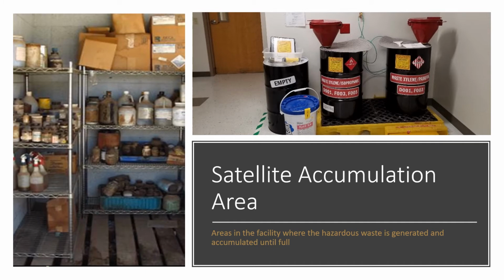Hazardous waste facilities must maintain different areas to keep their hazardous waste to ensure that the employees as well as the environment are safe. The first area is known as a satellite accumulation area. This is where the hazardous waste is generated. And then these containers are stored here until they are full.